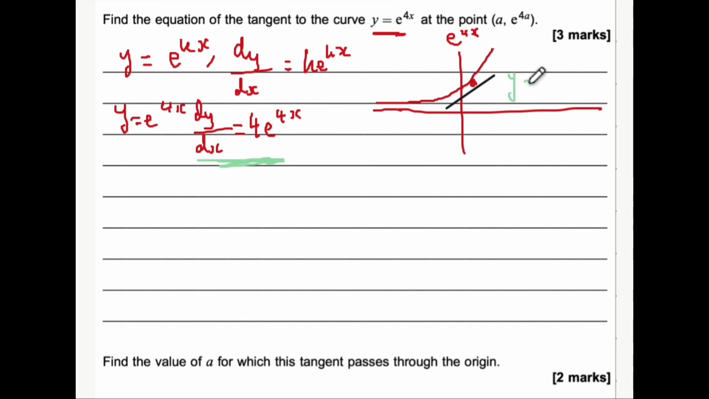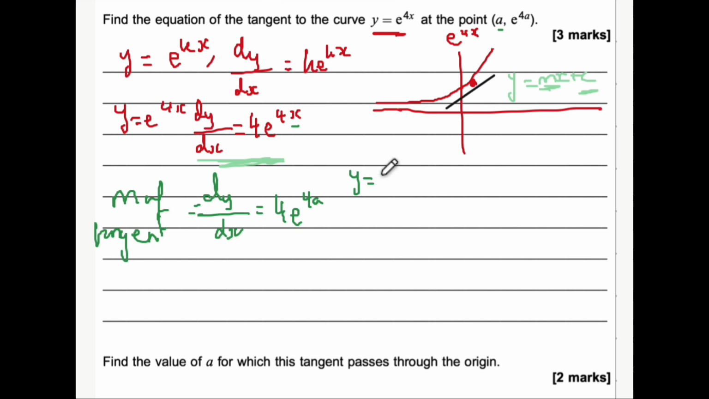So a straight line is in the form y equals mx plus c. You want to find the values of m and c, and that will give you the equation of the tangent. Let's focus on finding the value of m. The gradient of the tangent we mentioned is equal to dy dx at that specific coordinate. Because we already found dy dx, we substitute in the x coordinate at that point, which is a, and we say it's equal to 4e to the power of 4a. That's as far as we can go for now, so we're going to leave it there.